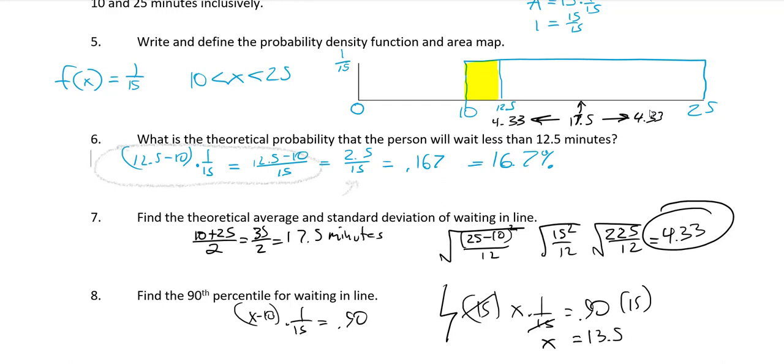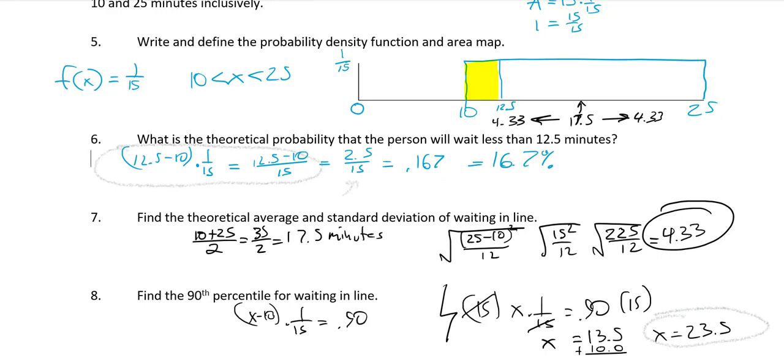Now, if you're paying attention to this problem and the one before it, you'll notice that, wait a second, that 13.5 was literally for the previous problem where we didn't wait 10 minutes. So now I'm going to have to add that 10 minutes back in the problem. So my x is equal to 23.5.